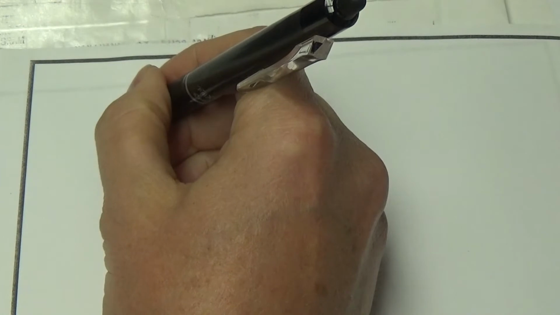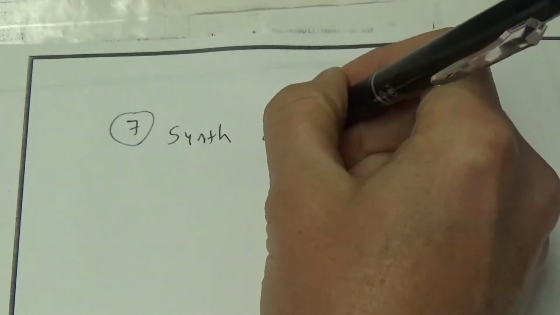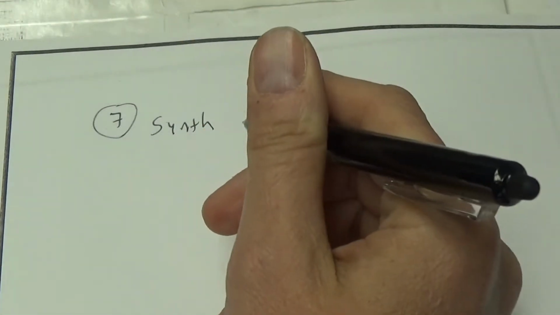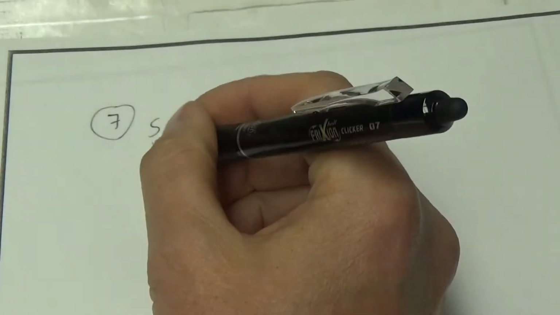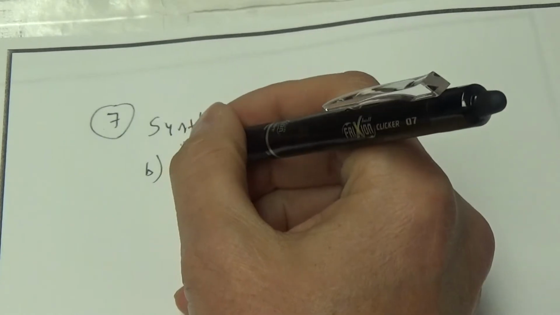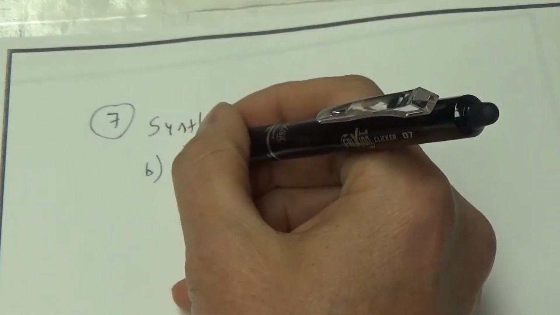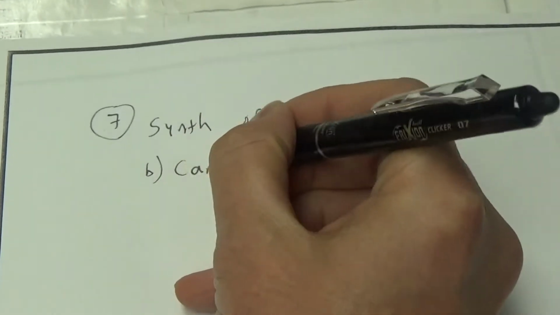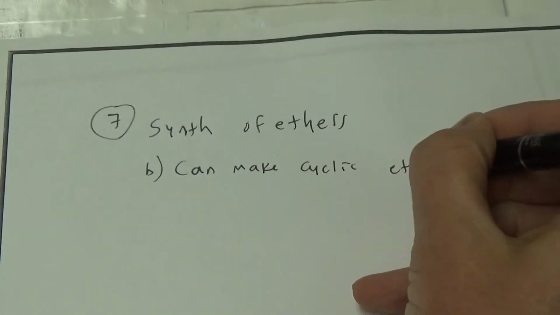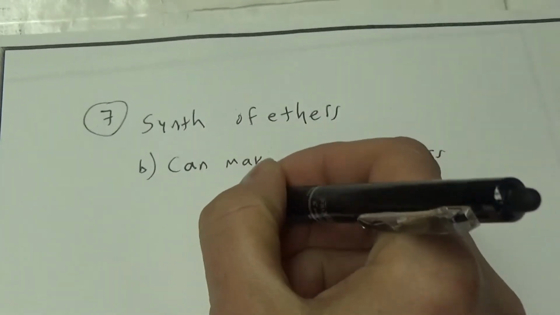Alright, so we're going to keep going. We're in chapter 9. We're talking about synthesis of ethers. Number 7. We showed an SN2 manner to do this. Let's talk about another SN2 synthesis of ethers to make cyclic ethers. So this is pretty easy.